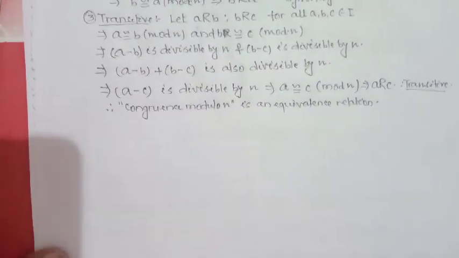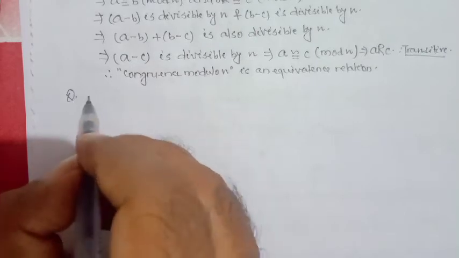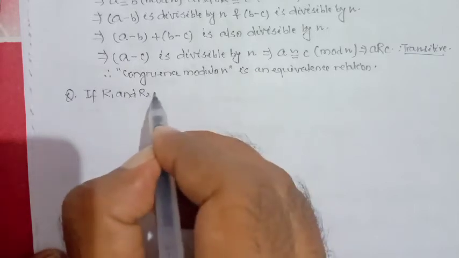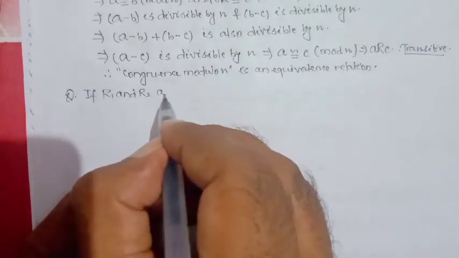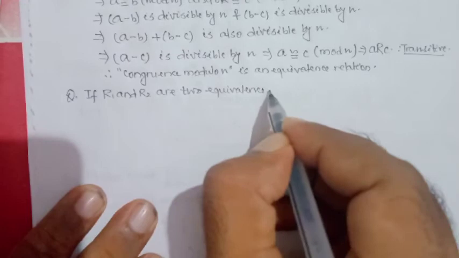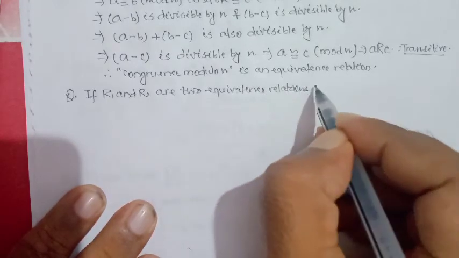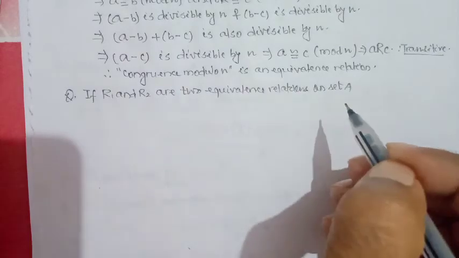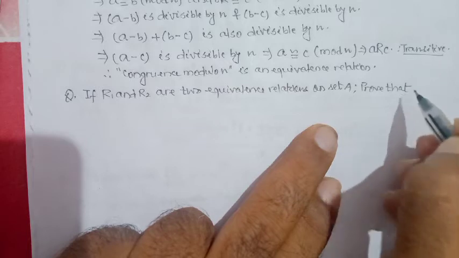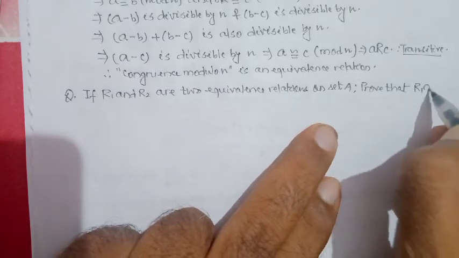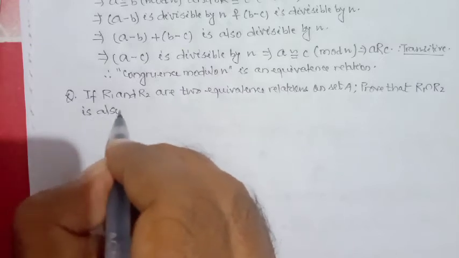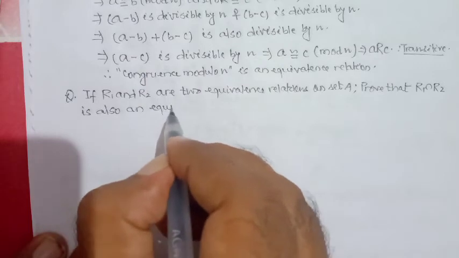One question I have given: if R1 and R2 are two equivalence relations on set A, then prove that R1 intersection R2 is also an equivalence relation.